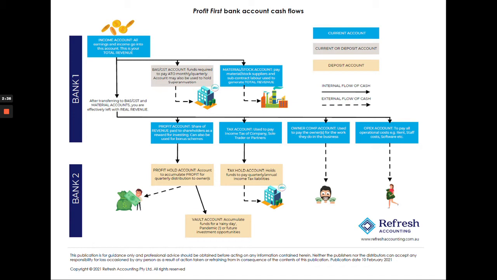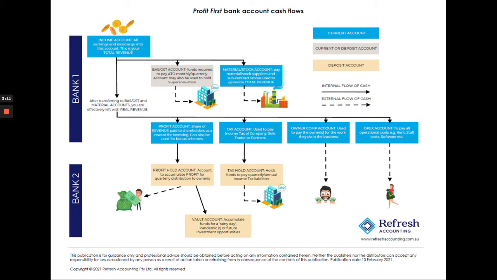So on the left-hand side of the diagram, you will see two boxes called Bank 1 and Bank 2. The bank location for each of the recommended Profit First accounts are shown to the right of each bank. For example, you will see Income and OPEX to the right of Bank 1 and Profit Hold to the right of Bank 2. Now let's run through the purpose of each account and the flow of funds, starting at the top and working our way down and across the page in the order that you will allocate the funds.